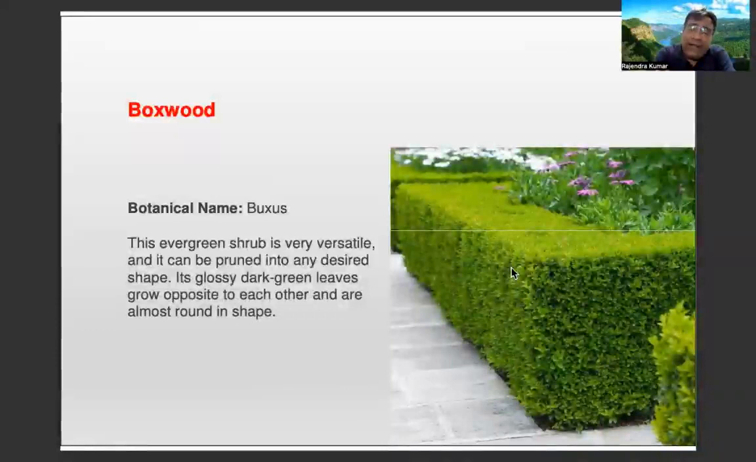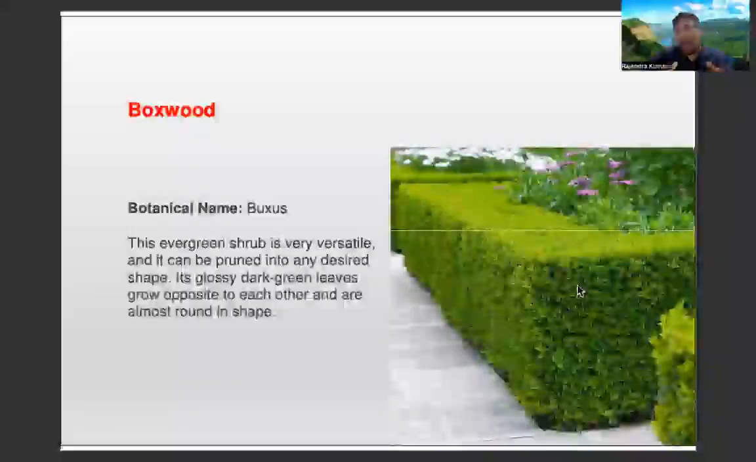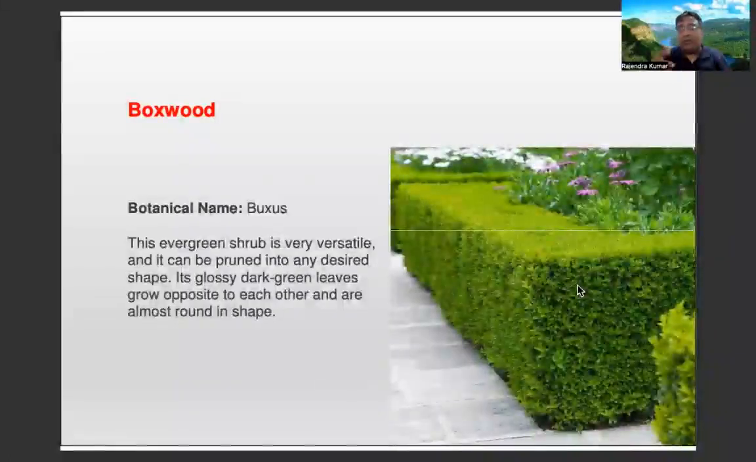Its glossy dark green leaves grow opposite to each other and are almost round in shape. So this grows in the opposite direction. That means very regular maintenance is required. You have to cut the leaves almost every 15 or 20 days so that the shape is not changed. Here you can see that there are some leaves growing in a different direction. So regular trimming and cutting of the leaves are required to keep the shape of this box as it is.